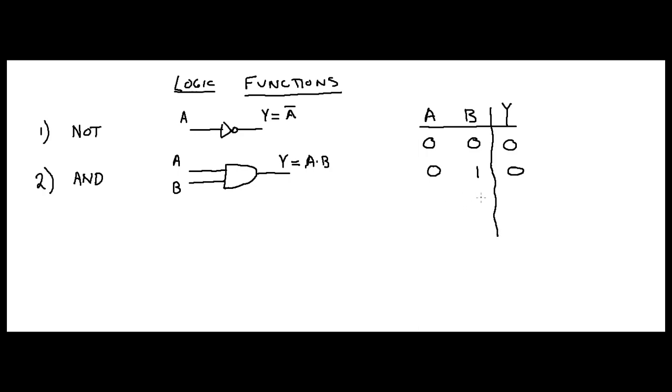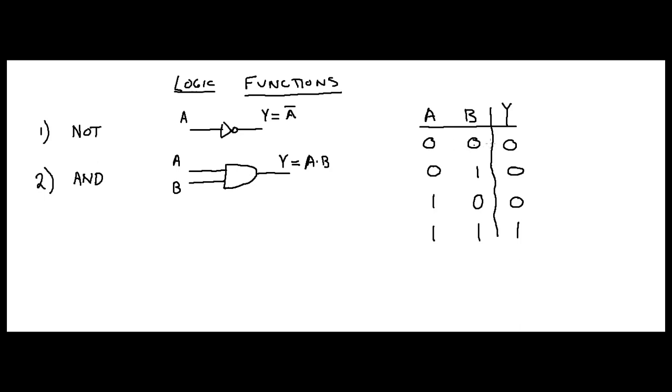Now, let's draw another. What's another item here? If A is 1 and B is 0, the output's going to be 0. And finally, what do we have here? 1, 1. Y is going to be 1. So do you understand this? If you multiply A and B together, you're going to get Y, right? So anything times 0 is 0.